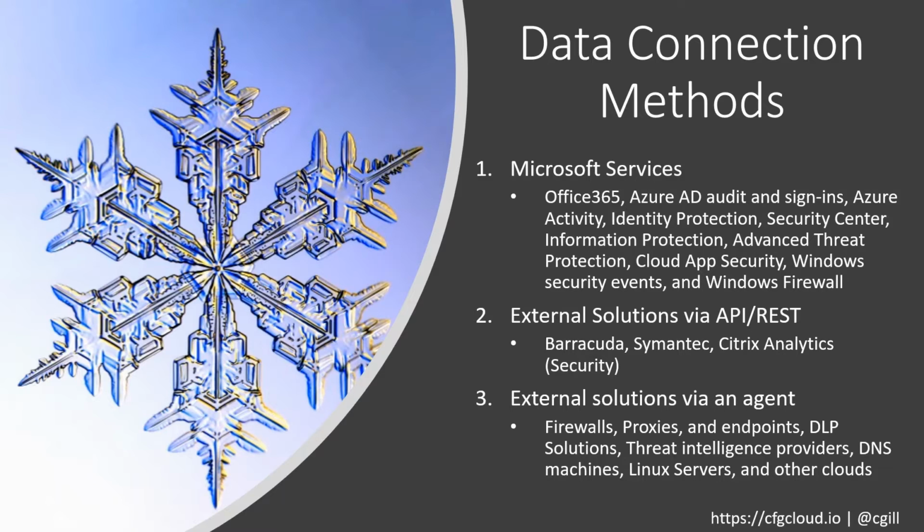These third-party providers from Barracuda, Symantec, Citrix Analytics, different firewall providers such as F5, proxies and endpoints, DLP solutions, threat intelligence providers, Linux servers, and other clouds such as AWS all provide data that can be ingested into Azure Sentinel, where these types of alerts can be reviewed, investigated, and acted upon by your Security Operations Center.